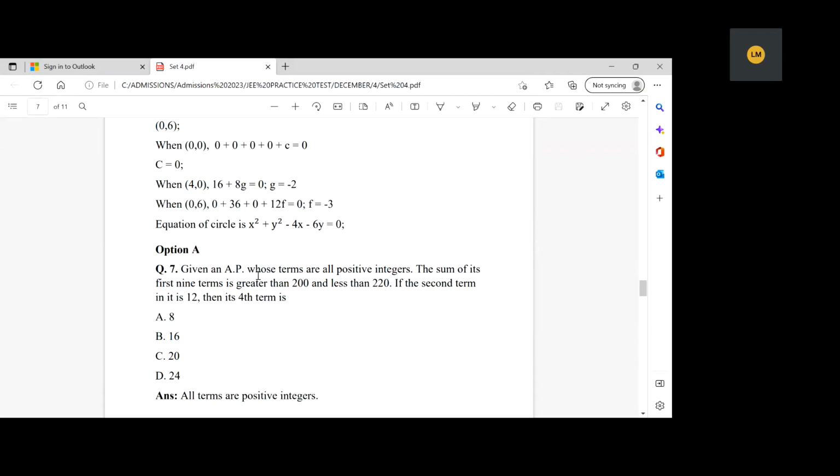Given an AP whose terms are all positive integers, the sum of first 9 terms, they have given a criteria. It's greater than 200 and less than 220. So the range is from 200 to 220. Second term is 12. And what's the fourth term?